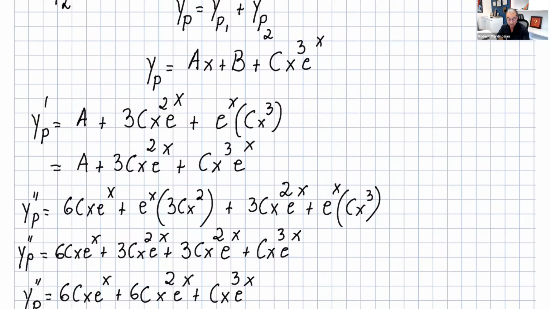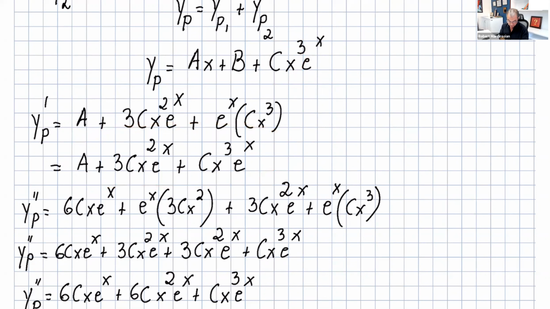The derivatives are pretty long, but it's just using the product rule. The derivative of a x is a, the derivative of b, that's a constant, is 0. And for this one, you can do the product rule: the derivative of the first function, which is 3c x squared, times e to the x, the second function, plus the derivative of the second function, which is just e to the x, times the first function. So that's the first derivative.